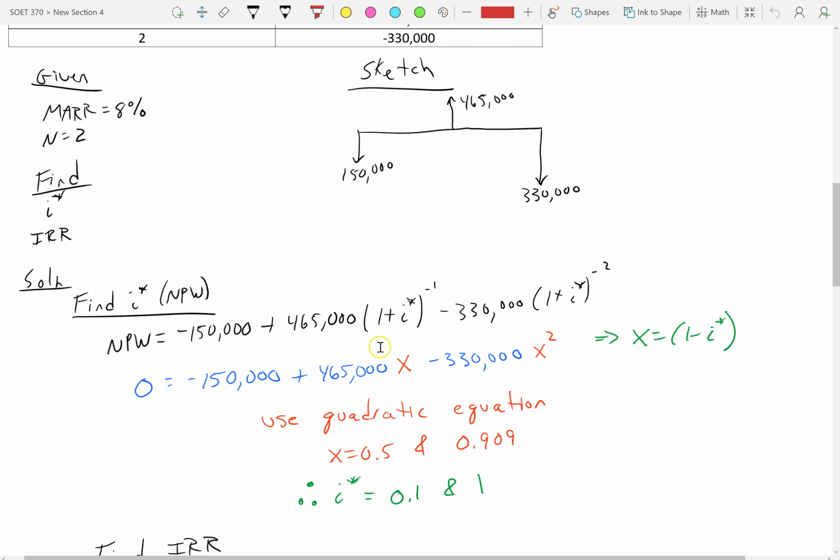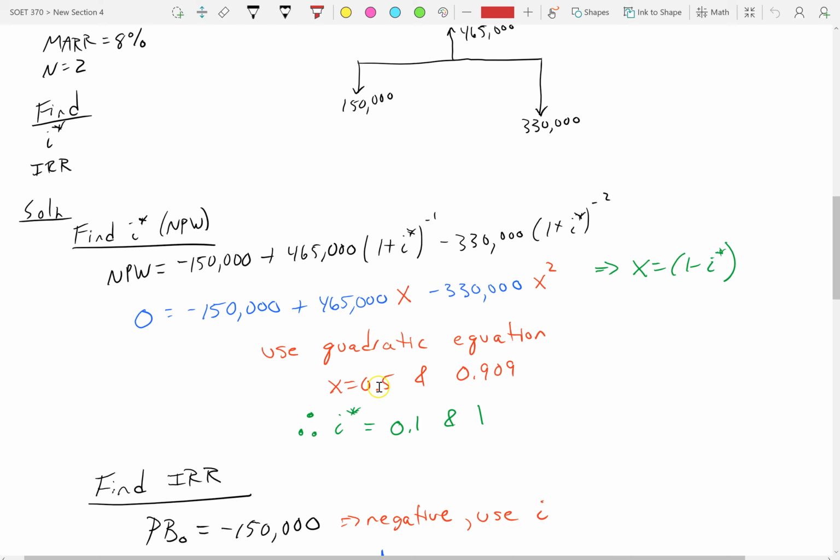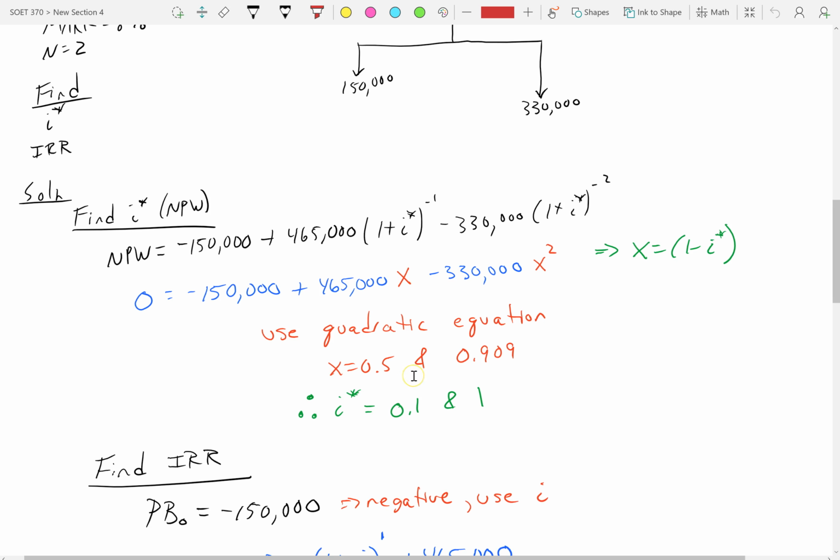Or you can just simply do algebra and assume that x is 1 minus I star. Okay, that's what this red is. And then this is actually x squared, and use the quadratic equation. And your x becomes 0.5 and 0.909, and then just rearrange this green equation for I, and you get 0.1 and 1%.